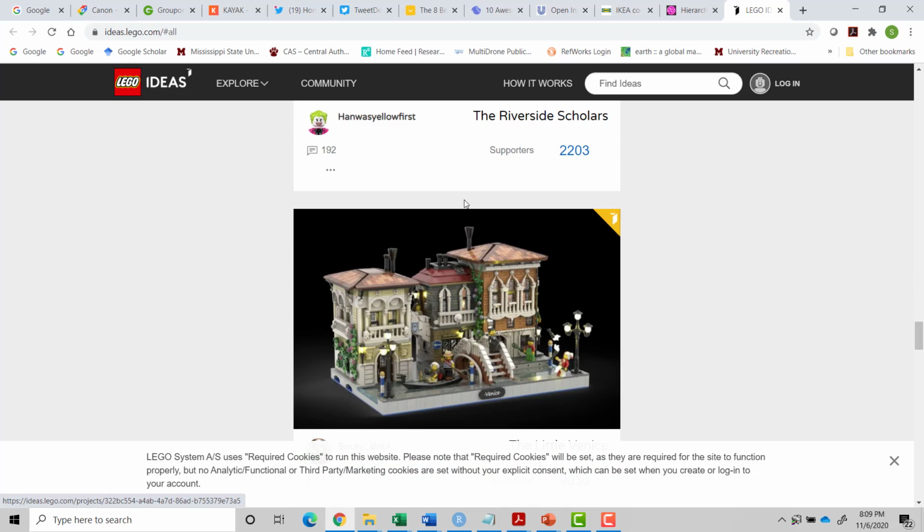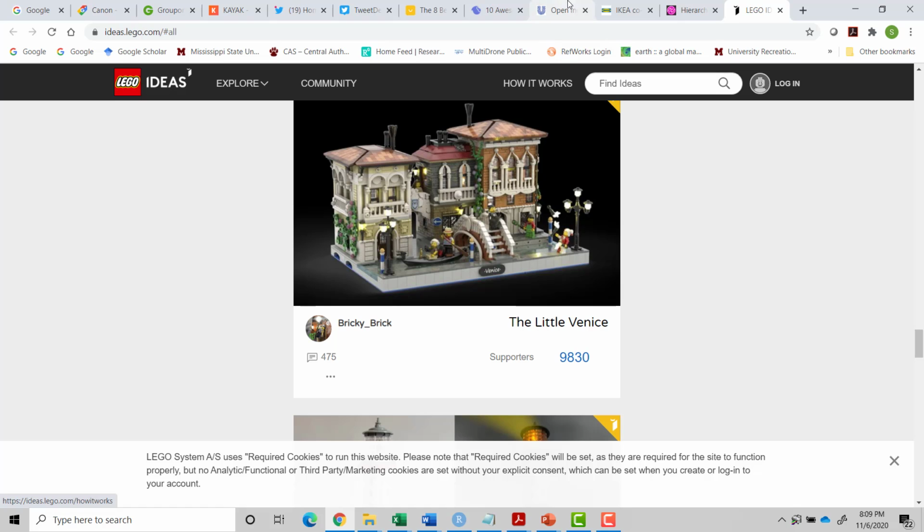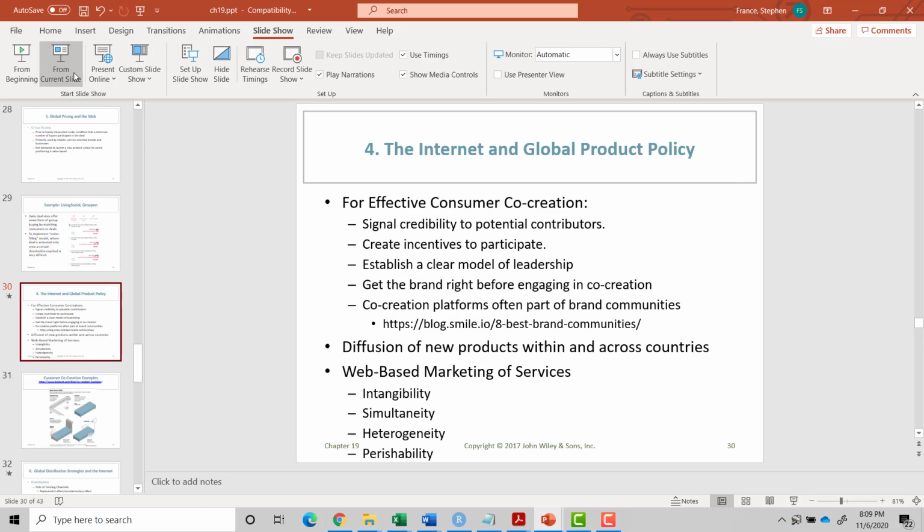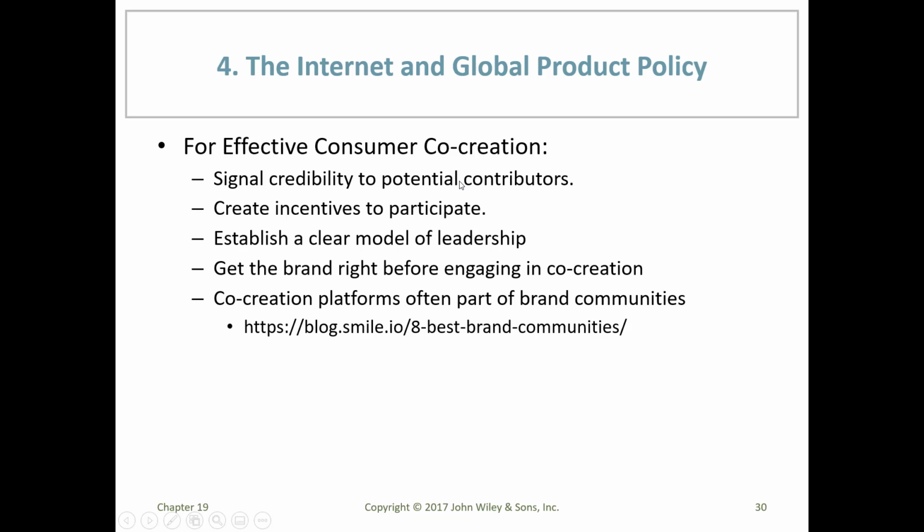Yeah, so the Lego one's probably the most interesting of all of them. So it's a nice way of building your brand and also getting genuine ideas from your customers.